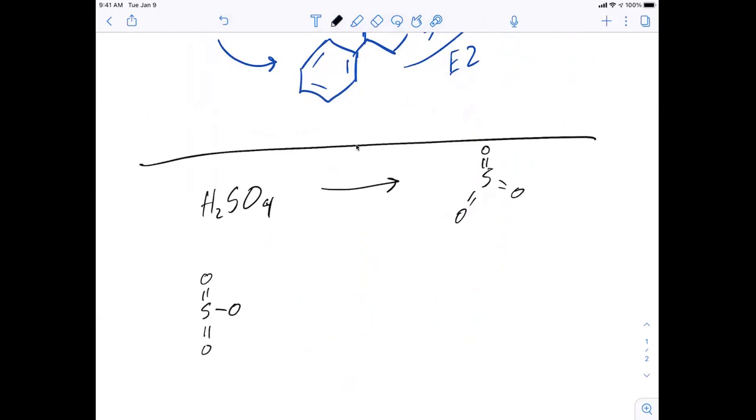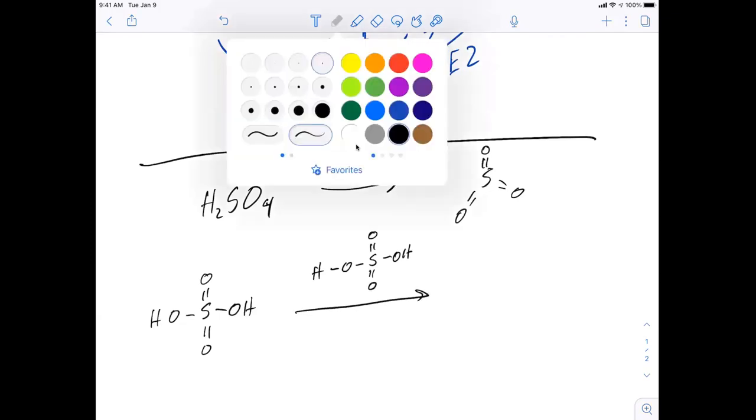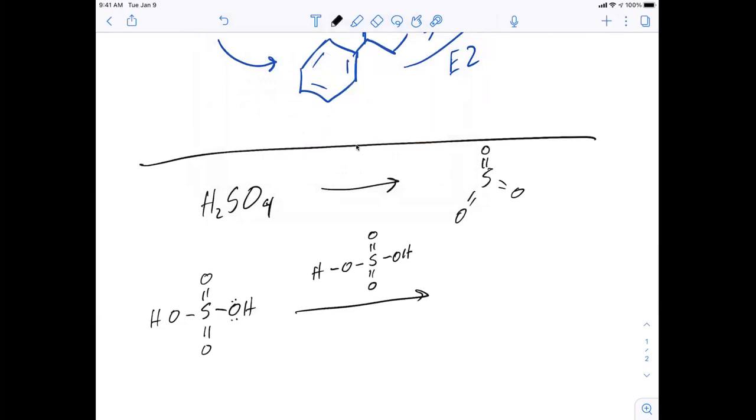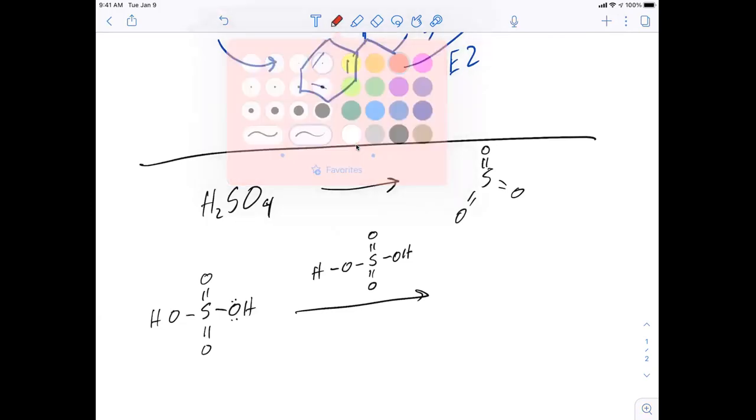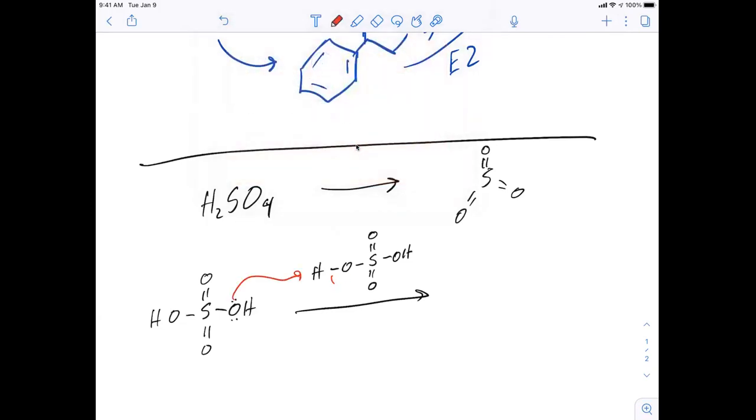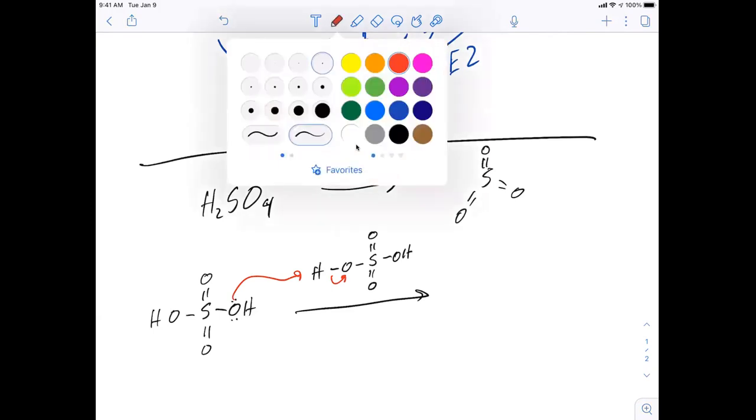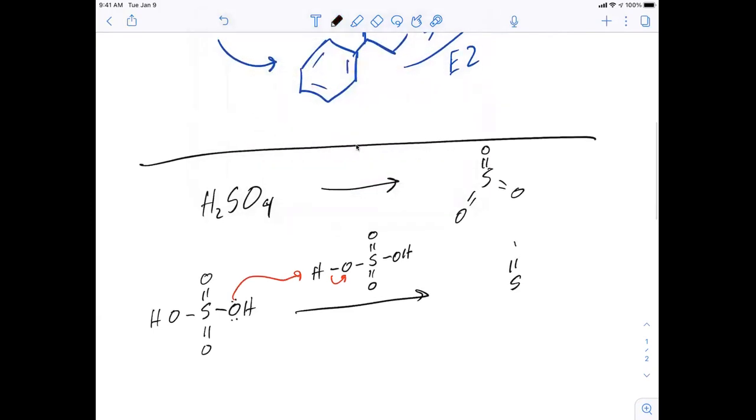So if you have concentrated sulfuric acid, what you're going to have in the solution is lots of the sulfuric acid, right? So what happens is we can get a protonation, and we get the protonated sulfuric acid.